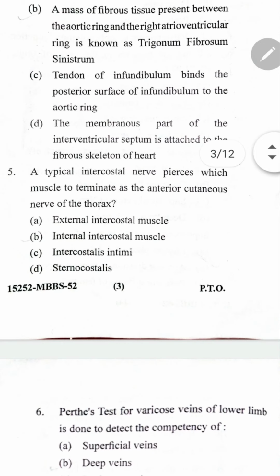Now the fifth question is about the typical intercostal nerve: which muscle does it pierce to terminate in the end as the anterior cutaneous nerve of the thorax?